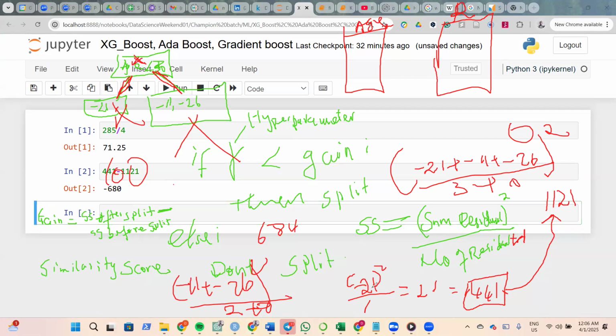Because the sum of residual, the gain here gave us 441. And then now, gave us minus 680, sorry. So minus 680 is not greater than 100. So there will be no split here.